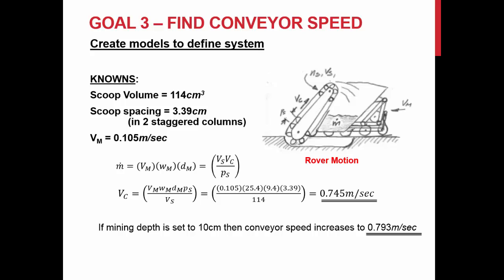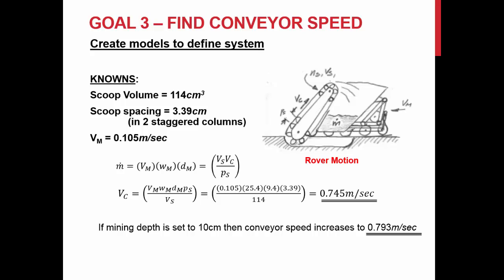The next goal is to find the conveyor speed. So we look at scoop volume and scoop spacing, and we have a forward travel speed established of 0.105 meters per second. Then we can look at this from a mass flow rate standpoint, because we know that as the rover is moving forward with its mining speed, it's digging a trench that has a fixed width and a fixed depth, and that needs to be equivalent to the mass flow rate established by the scoops running, which depends on the velocity the scoops are running at, the capacity or volume of each scoop, and the pitch distance between each scoop. These have to match up in order for a balanced system. So we work through this and solve for the velocity of the conveyor, and that number comes out to be 0.745 meters per second.